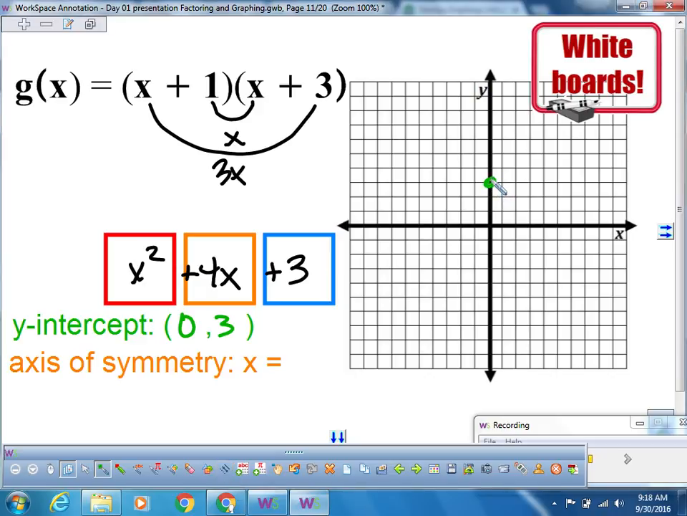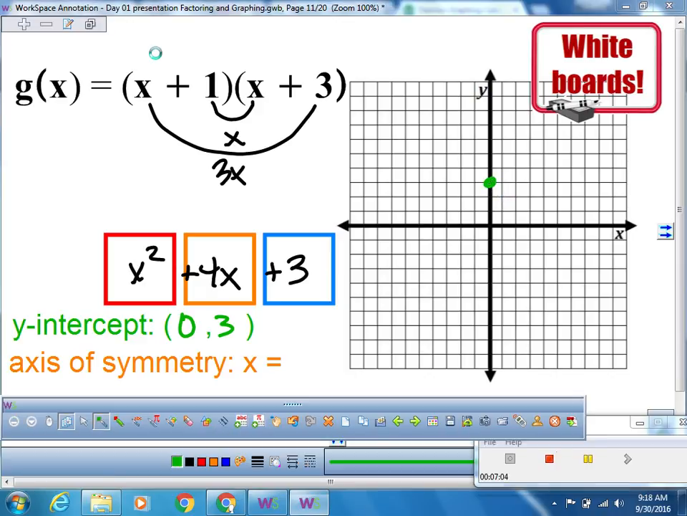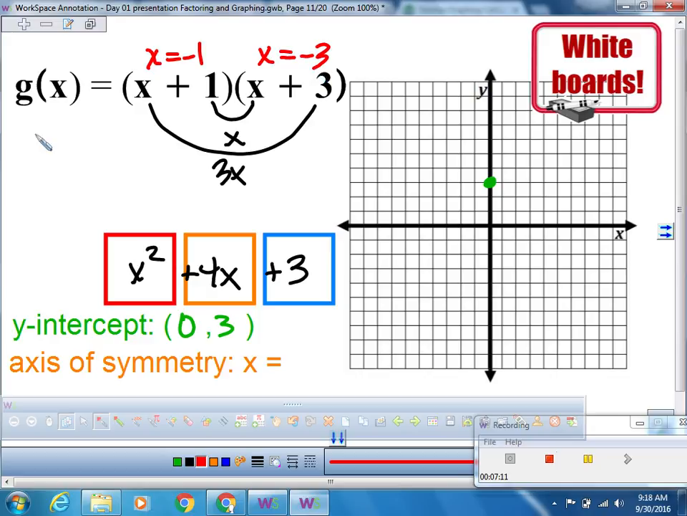My zeros are at x equals negative 1 and x equals negative 3. The reason is because I could set this up to 0. When is x plus 1 zero? Well, it's at negative 1. That's why we call them zeros. Okay? Then I'm going to plot my axis. Let's plot my zeros. I didn't plot them. Negative 1 and negative 3.